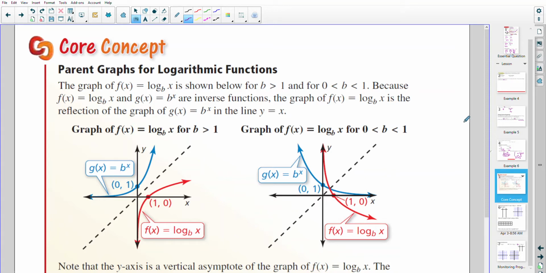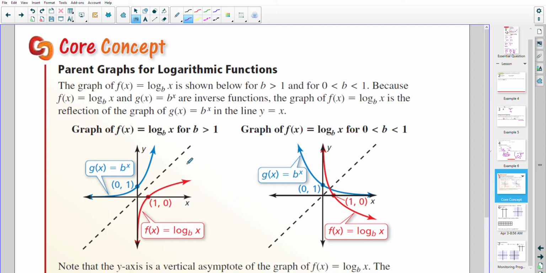The last part of section 6.3 involving logs talks about the graphs of logs, and this can be somewhat tricky. Basically, we want to graph an exponential equation and either reflect it to make the log equation, or just draw the log equation.